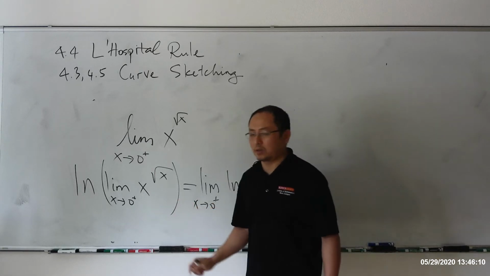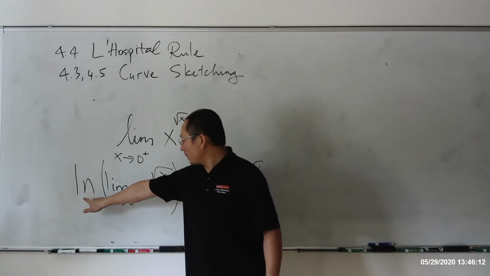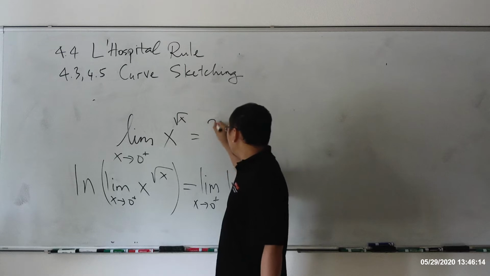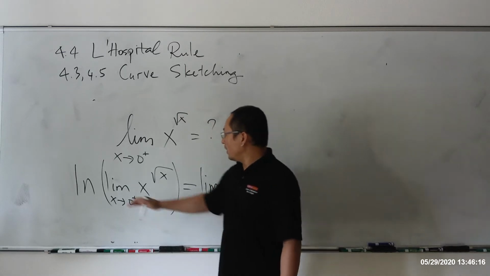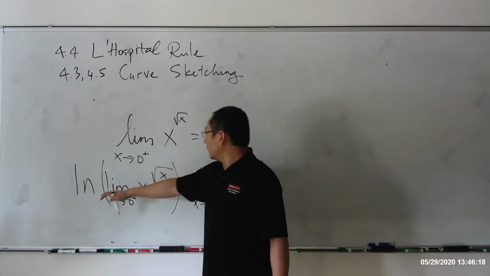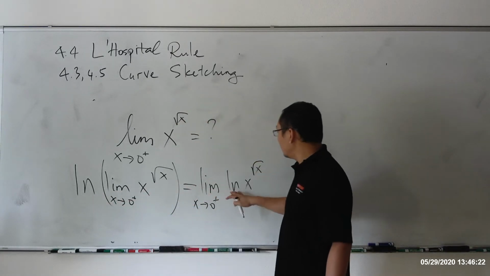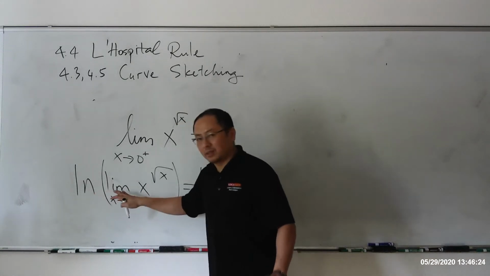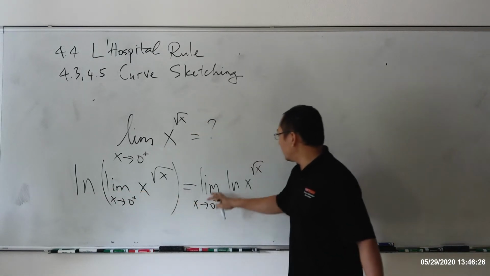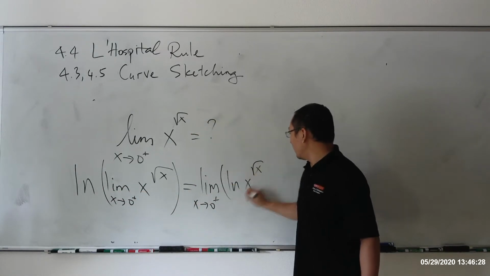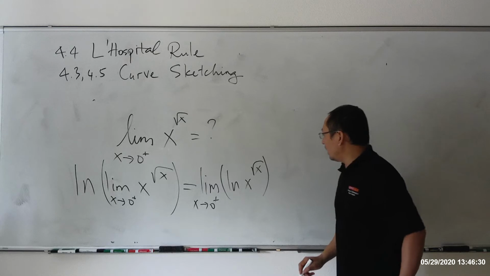So this step is very crucial. See what we've done? I want to calculate this limit. I don't know what it is. What did I do? I applied the log on that limit. So ln of the limit equals the limit of the ln. Okay? Now, what can I do with the ln?